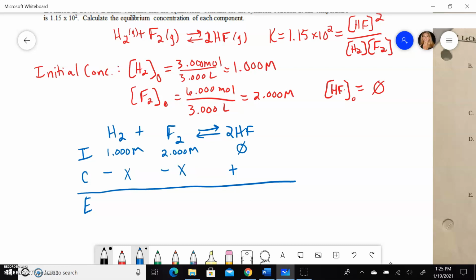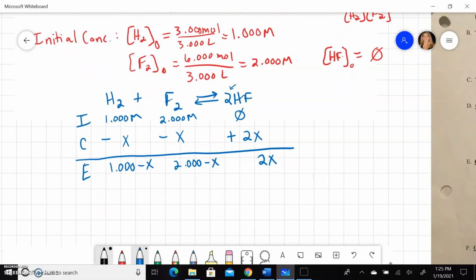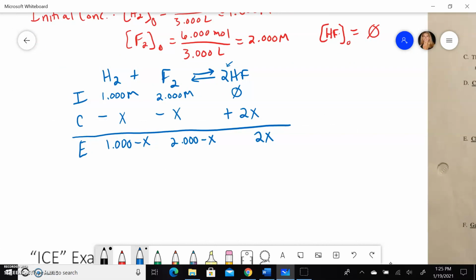And remember that the X's need to be in proportion to the coefficients in the reaction. So we're going to put a 2X here because of that 2 right there. So now we can say that at equilibrium, we have 1 molar minus X here, 2 minus X here, and 2X for the hydrogen fluoride. Now we can take those amounts and plug them back into K.